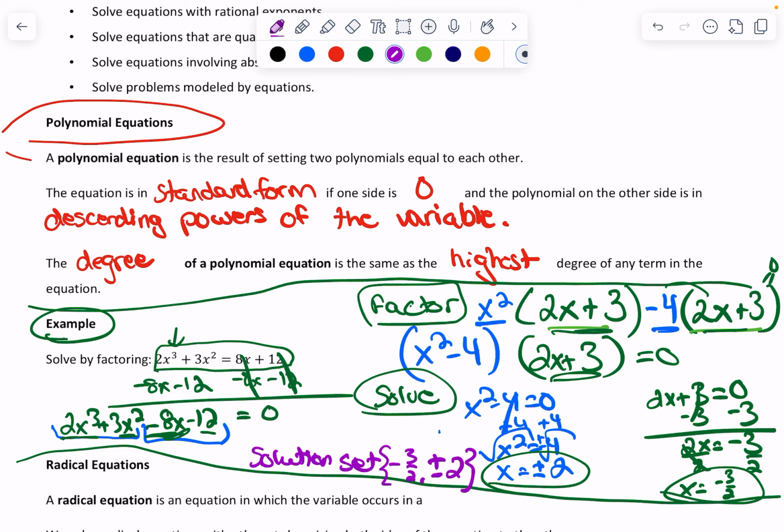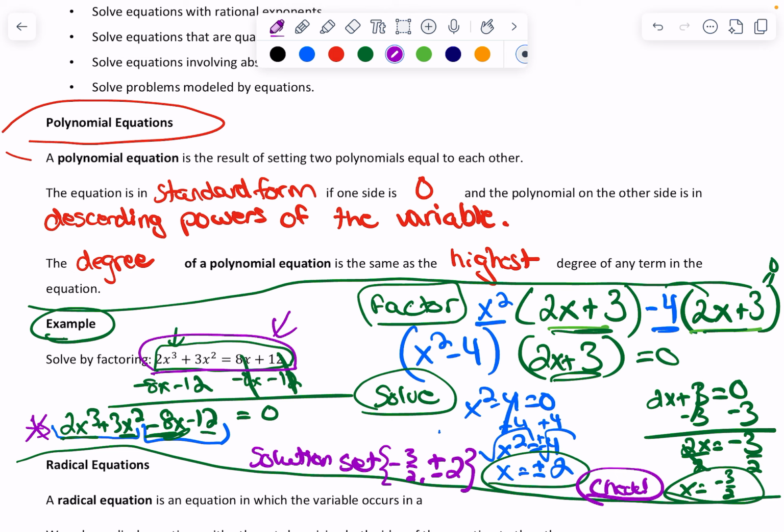Now, the one thing that you should always do at the end is check. So plug in all of the solutions that we got one at a time into the original equation. Not anything that you've done, like this one, not this one. We want it in the original equation, just in case you made a mistake somewhere along the way.